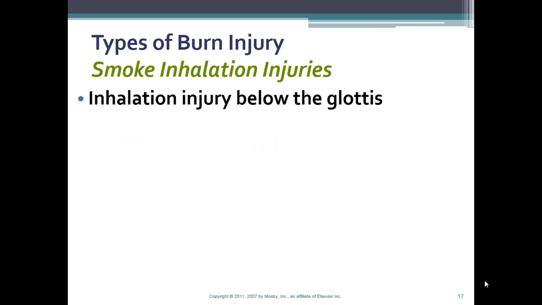An injury below the glottis is different from above the glottis because the patient might not develop pulmonary edema for 12 to 24 hours after the initial burn. But you really need to make sure that you're watching for acute respiratory distress syndrome. So you're going to watch for dyspnea, and you're going to watch for tachycardia.